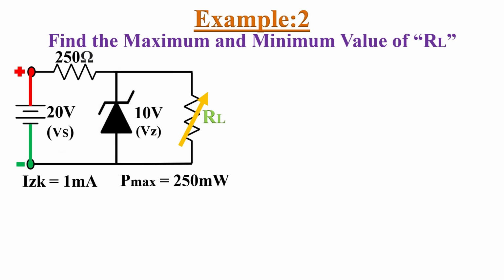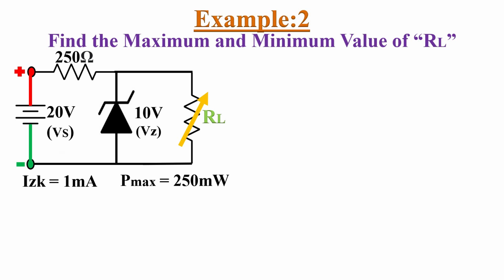Let's take an example circuit. Here we have connected a variable load resistor to this 10 volt Zener diode circuit. While the input voltage is a fixed 20 volts, we need to find the maximum and minimum range of load resistance values to keep this circuit in regulation mode. Here the minimum Zener current Izk equals 1 milliampere, and the maximum power rating of the Zener diode is 250 milliwatts.